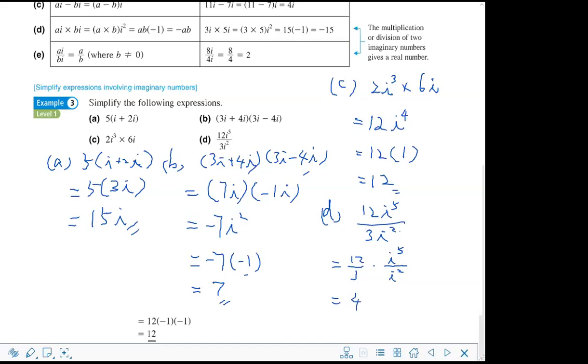And then I5 over I2, division means subtraction of indexes. 次方相減係嘛？So I5 minus 2 becomes I3. But don't stop here because I3 cannot be in the answer. We need to follow the pattern. Okay, the third term should be negative I. So finally it should be negative 4I. Just like this. It's okay.